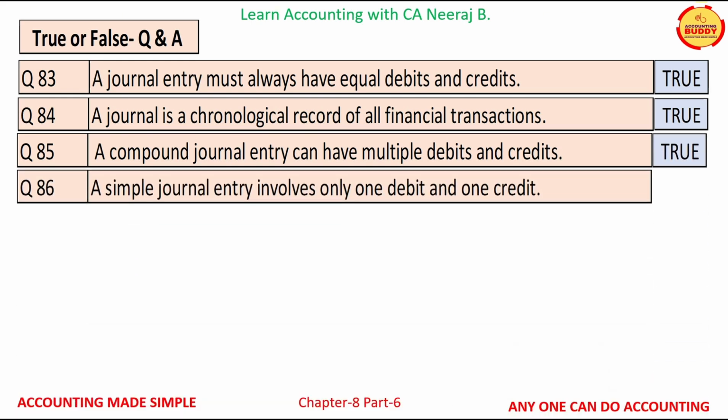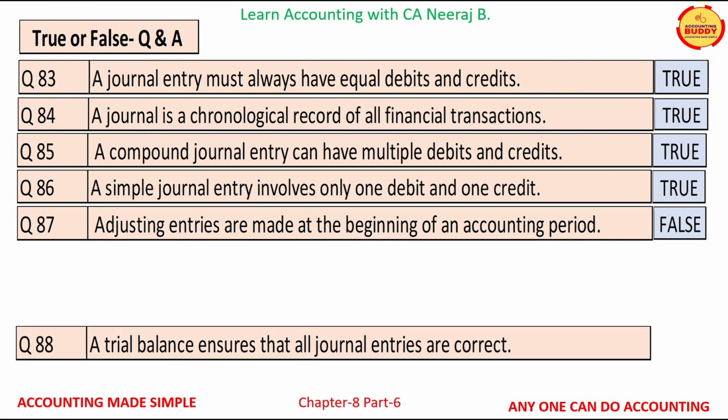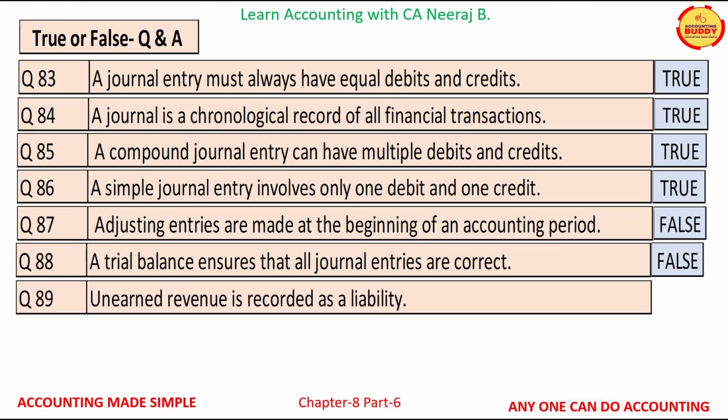Question number 86. A simple journal entry involves only one debit and one credit. This is again a true statement. Question number 87. Adjusting entries are made at the beginning of an accounting period. This is a false statement. Question number 88. A trial balance ensures that all the journal entries are correct. This is a false statement. Question number 89. Unearned revenue is recorded as a liability. This is a true statement.